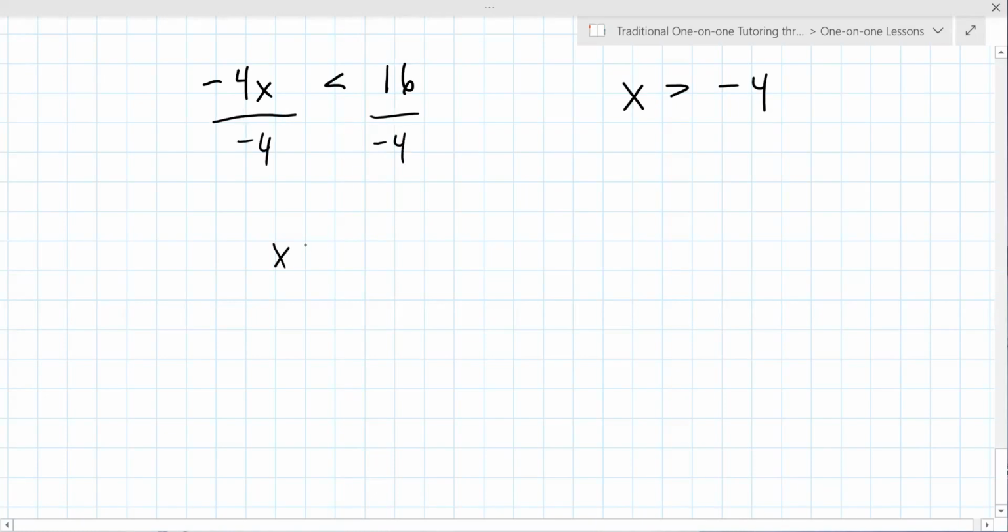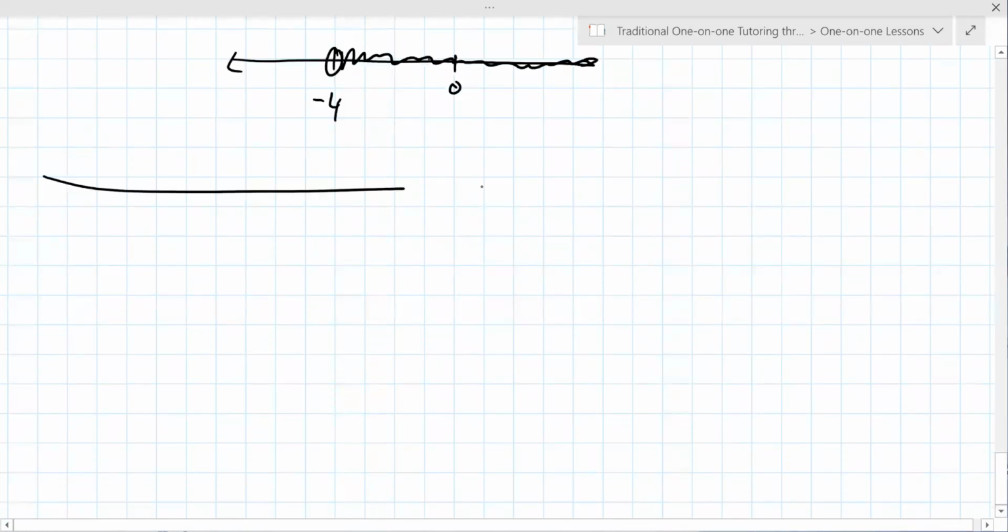And it goes at the right. You shade to the right of -4. So here's 0, 1, 2, 3, 4. There's -4, and you go to the right of it. All right, great. Okay, let's try another one here. Let's have you try another one.